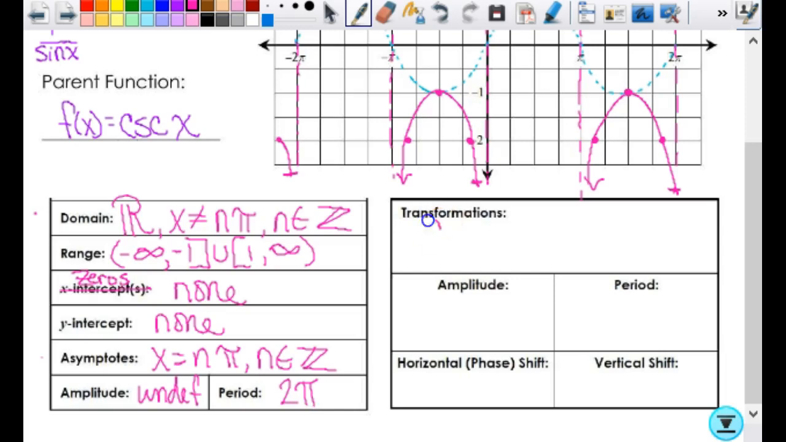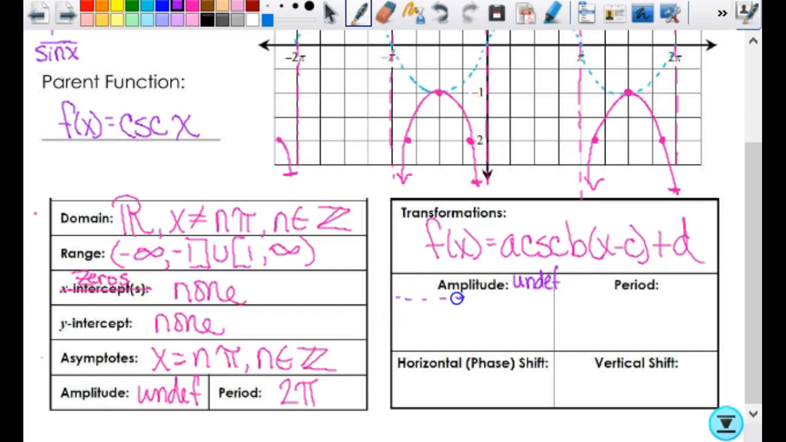Okay, our transformations, so f of x is equal to a times the cosecant of b times x minus c, plus d. Amplitude is undefined, however, I can still stretch the graph. So I still have a vertical stretch or compression that would be the absolute value of a. The period is still 2 pi divided by the absolute value of b, just like it is for sine. This is still c. This is still d. Okay.